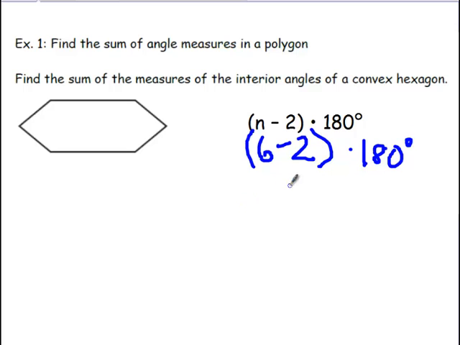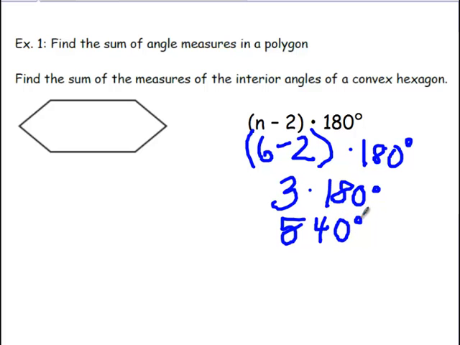6 take away 4 is 4. And 4 multiplied by 180 degrees is 720 degrees. So that means if I add up all of the angles in this hexagon, they will equal 720 degrees. Now, in this case, this is not a regular hexagon, meaning not all the sides and angles are equal. So not every angle is congruent to each other. But if you add up all the angles in the hexagon, it will equal 720 degrees.